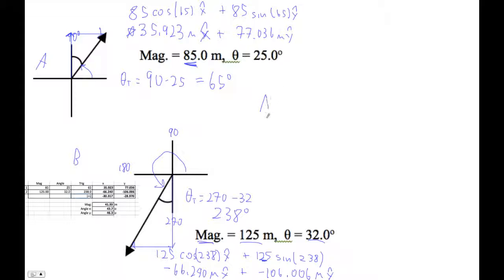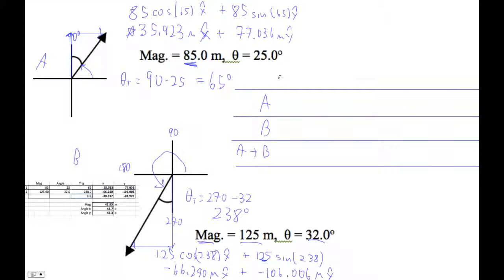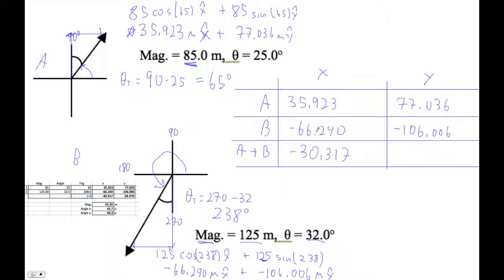Now all I have to do is just add these guys up. So I'll just make a little thing, A plus B, right? Making my own little thing here. And this will be the x direction and the y direction, right? Okay, so this is 35.923 and 77.036, right? This guy is negative 66.240 and negative 106.006. And now I'm just going to add these guys up. So let's see. That guy plus that guy is negative 30.317. That looks reasonable. Looks like it could be, right?